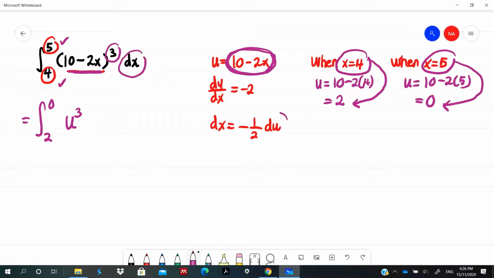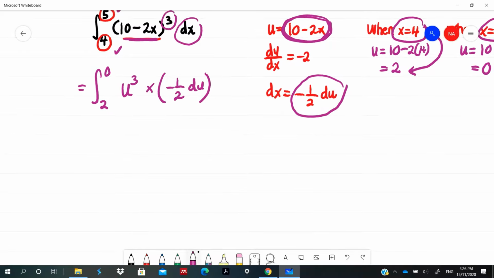And dx will become negative 1 over 2 du. Alright, so we note that we have u du, something like this. If you still have this dx, but this is u, you have to make some corrections. So there must be something wrong.